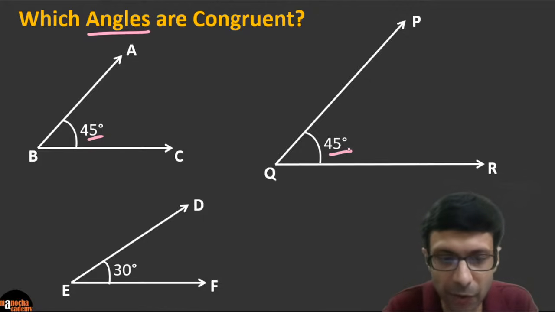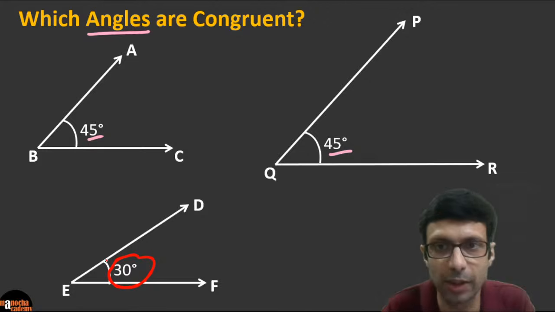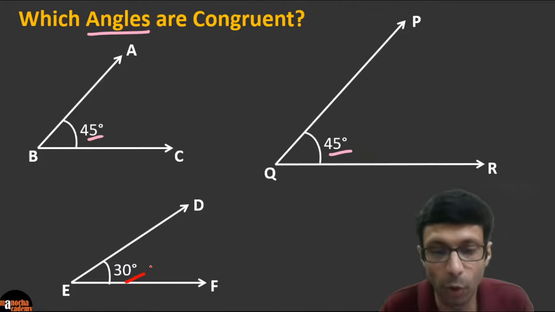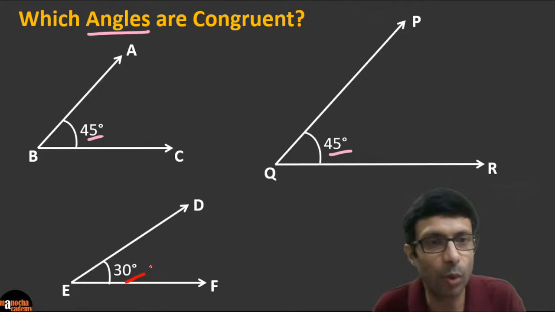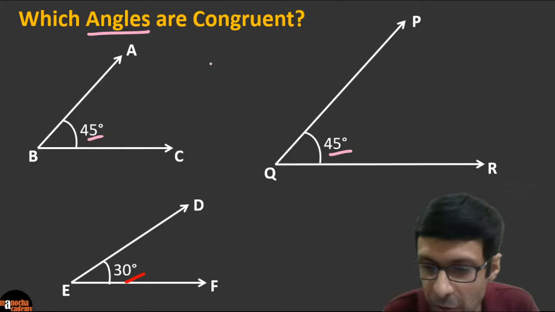But angle DEF is 30 degrees. It's a different angle. Can you see that? The value is different here. Okay, just let me mark it in red here. So therefore, angle ABC and PQR are equal, and we can say these angles are congruent. So angle ABC is congruent to angle PQR.